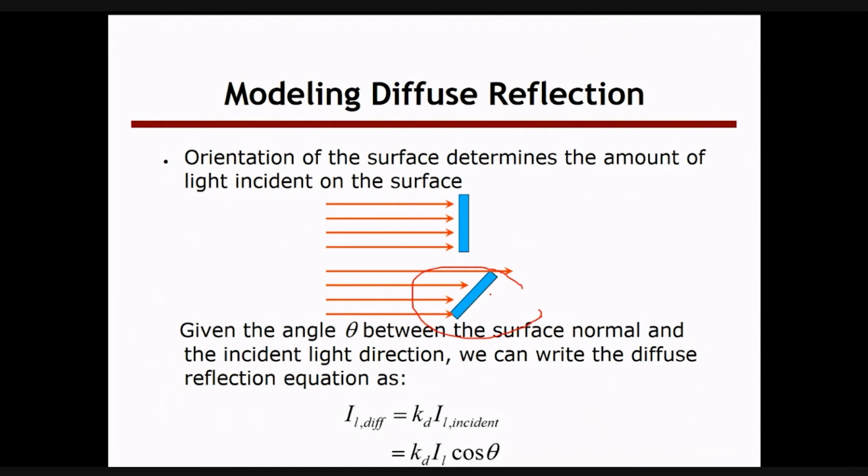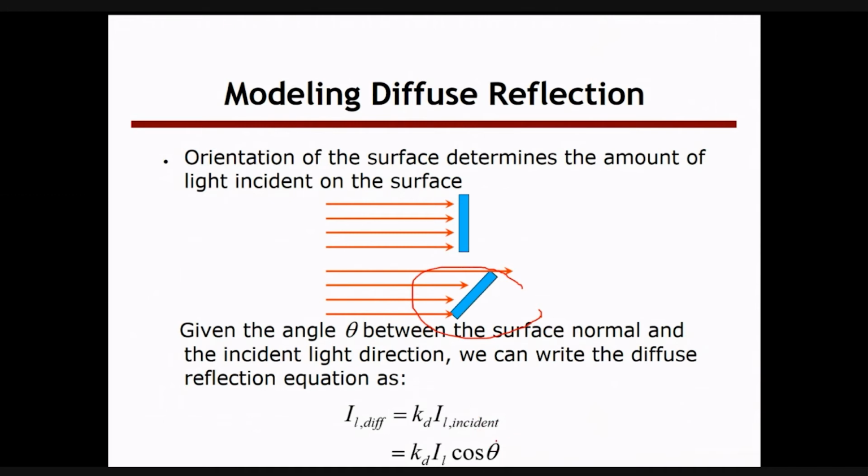To model this, given the angle theta between the surface normal and the incident light direction, we can write the diffuse reflection equation as given below. Over here again we have multiple things to model: the constant factor, the diffuse reflection, and then the incident light.